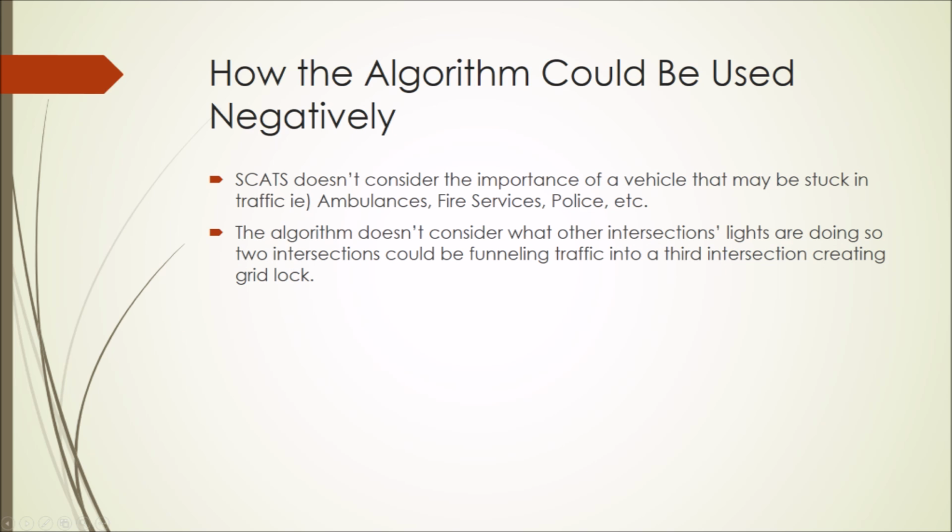There are a couple ways that SCATS could be used negatively. It does not consider the importance of a vehicle that may be stuck in traffic, for example, ambulances, fire services, police, etc. The algorithm also does not consider what other intersections' lights are doing, so 2 intersections could be funneling traffic into a 3rd intersection, creating gridlock.